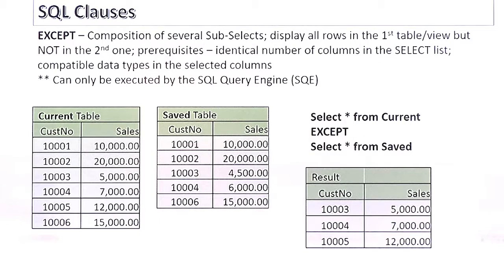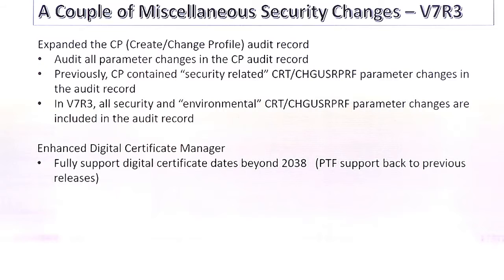And then except gives me everything that's an exception from the table. So it will show you every record in the current table that does not match or exist in the saved table. Like the exception join. Questions about that? Are these new? I don't think they're new to 7R3. They're just some stuff that they covered in the thing.